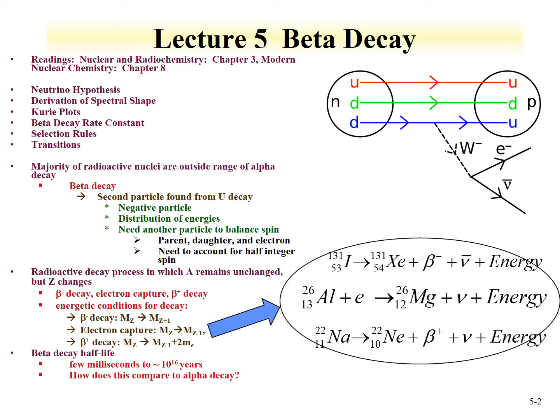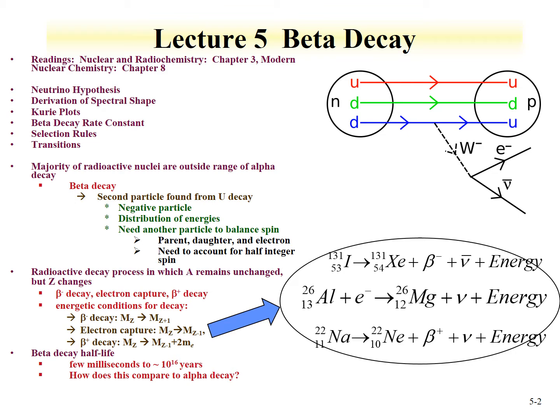As we can see, there are examples of beta minus decay and electron capture. Beta minus decay, we're increasing the neutron number, A remains the same. Electron capture, we're decreasing the neutron number, A remains the same. And positron decay, we're decreasing the neutron number, A remains the same. The half-lives for beta decays are from a few milliseconds to 10 to the 14th years.